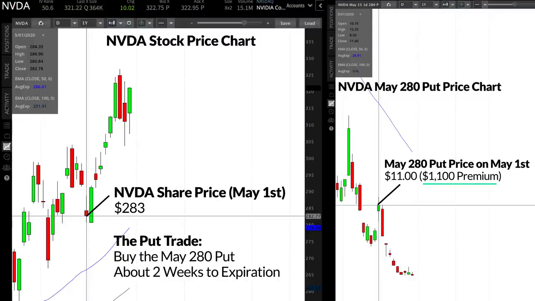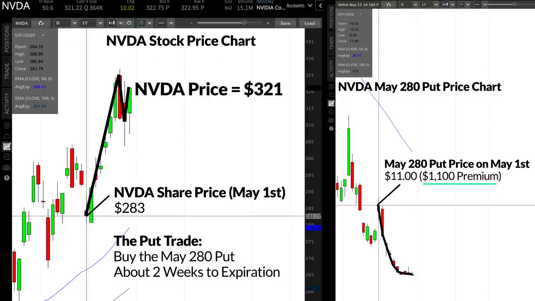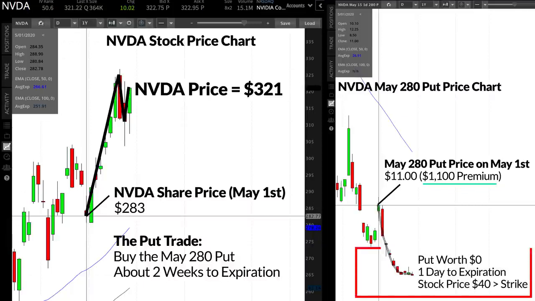Unfortunately, that trader would have lost everything that they put into that trade, because immediately after that sell-off, after May 1st, the stock price did end up surging higher, and therefore the put option's price collapsed. And in the most recent date on this chart, we can see that NVIDIA's stock price was at around $321, over $40 higher than the put option strike price of $280.